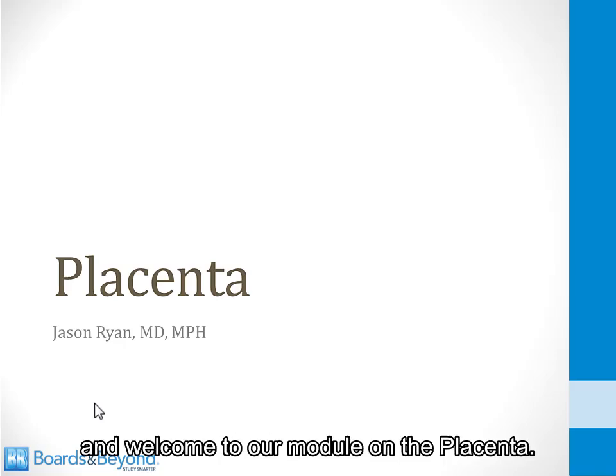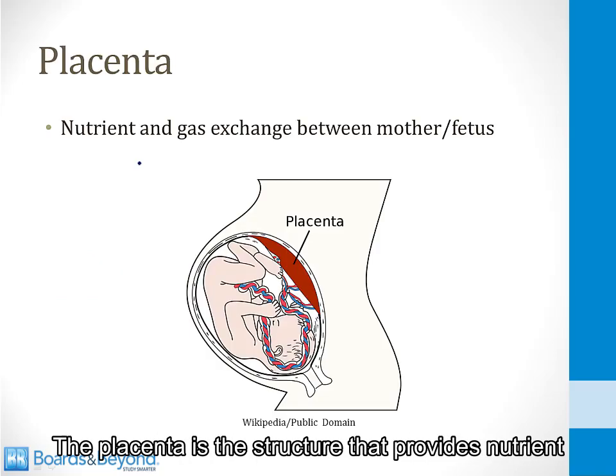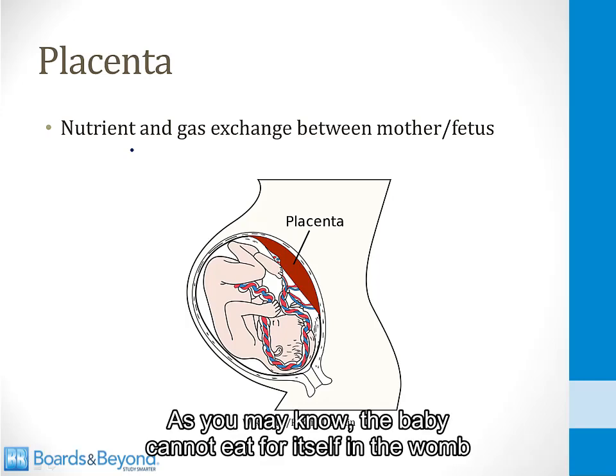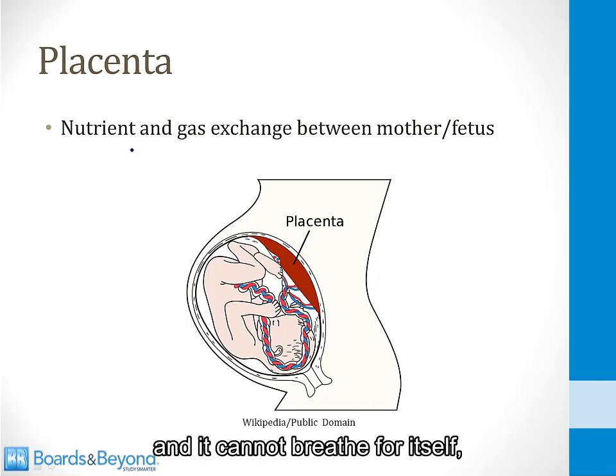Hello everyone and welcome to our module on the placenta. The placenta is the structure that provides nutrient and gas exchange between the mother and the fetus. As you may know, the baby cannot eat for itself in the womb and it cannot breathe for itself, so it depends on the placenta to get oxygen and other nutrients.